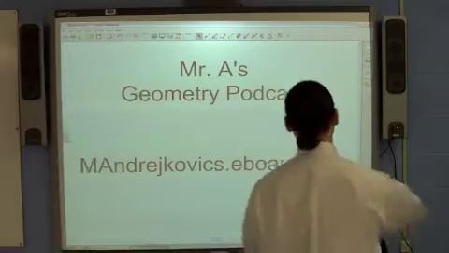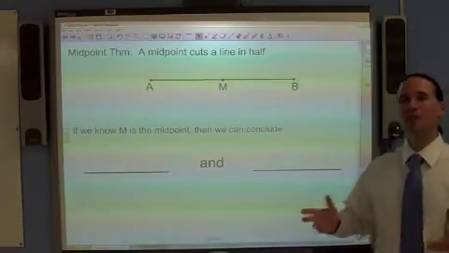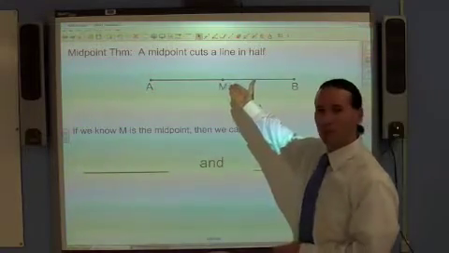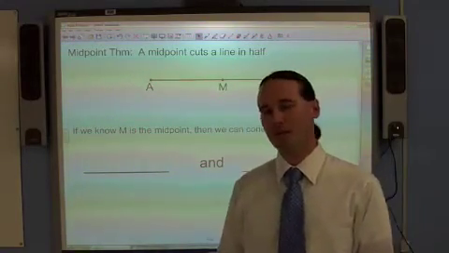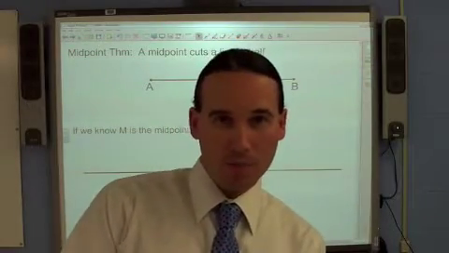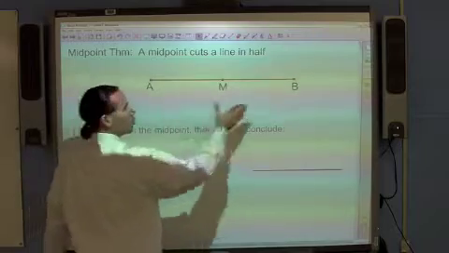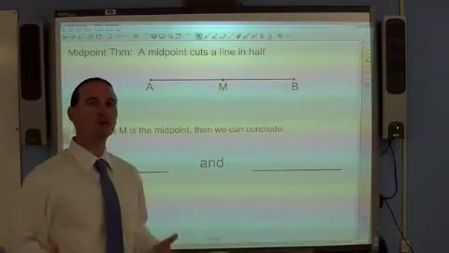So let's take a look at this midpoint theorem. The midpoint theorem says that if we have a line segment, for example AB, and you know that M is the midpoint, then there are two conclusions we can make. Now, the definition of midpoint lets us make one conclusion already. Because it's a midpoint, we know that AM is congruent to MB. That's how we define a midpoint.